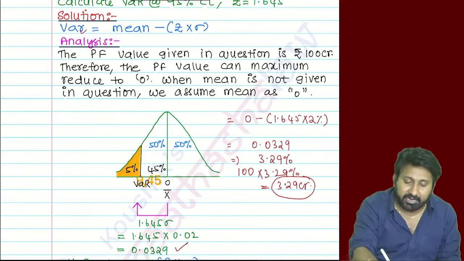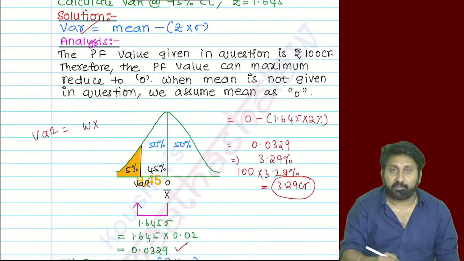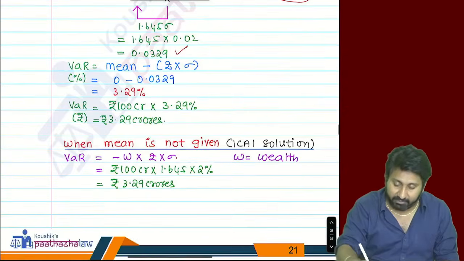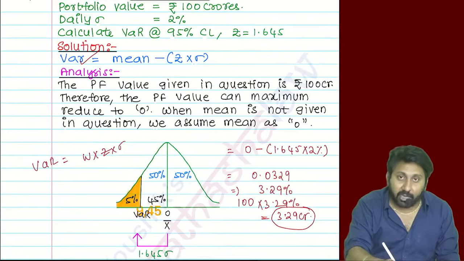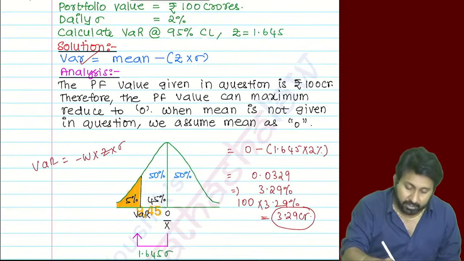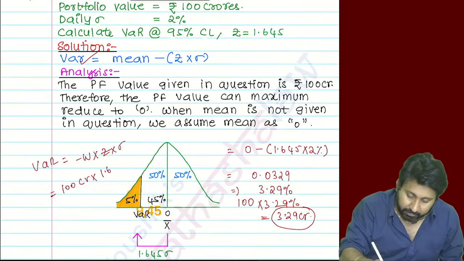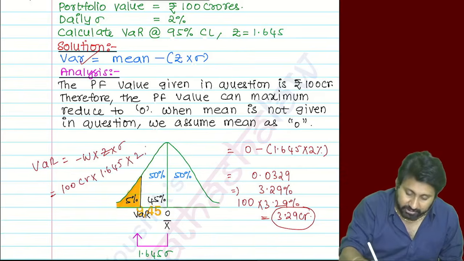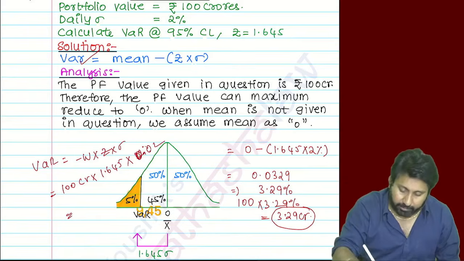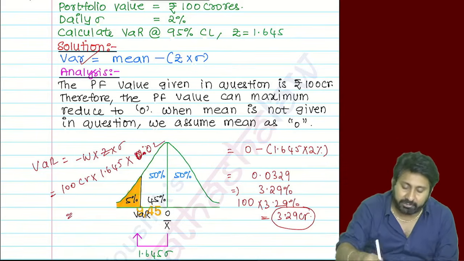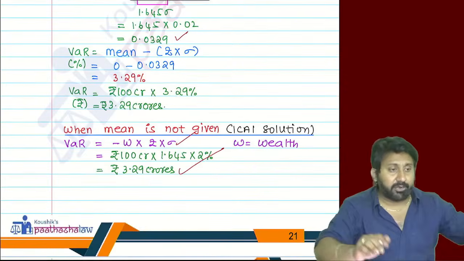So VaR can be calculated this way, or VaR can also be calculated with wealth. This is another formula: wealth into Z into standard deviation. VaR is a loss value, na? So they will put minus here. So 100 crore into Z value 1.645 into standard deviation 2%, or 0.02. Then also 3.29 crores will come. Everyone, did you understand the point clearly?